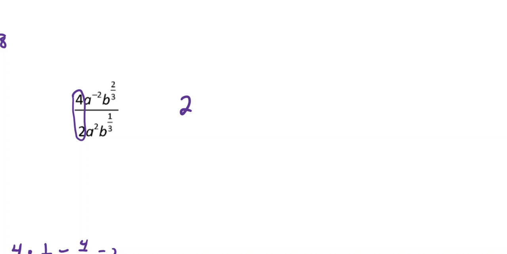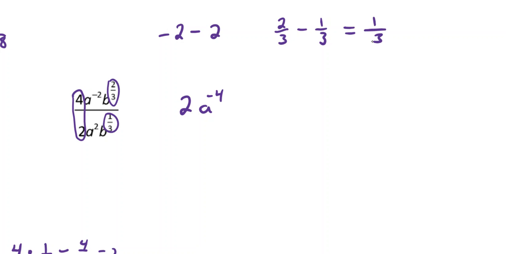Same thing as 2. Okay, a to the power of -2 divided by a to the power of 2. We're really going -2 minus 2. -4. So just be careful on those. A to the power of -4. And then we're going to subtract these exponents. So that's going to be 2 over 3 minus 1 over 3. 2 minus 1 is 1 over 3. So that's going to be b to the power of 1 over 3.